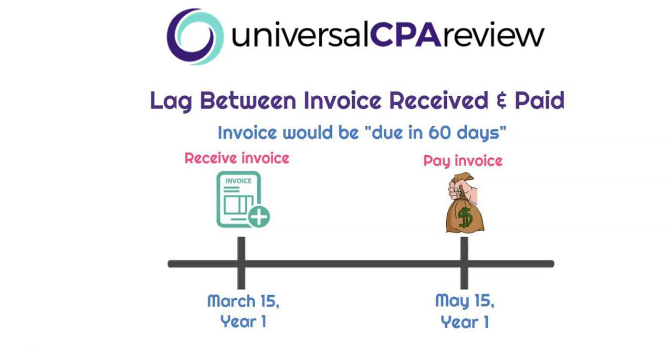So if we're looking at the example here, we might receive the invoice on March 15th, year one. And if the invoice says it's due in 60 days, well, any smart company would say, okay, unless I'm getting a huge discount, I'm going to wait the full 60 days and I'm going to pay off that invoice on May 15th. So on the accrual basis, we're going to recognize the expense when we receive that invoice. And then on the cash basis, we're only going to recognize that expense when we actually pay that invoice on May 15th. So under the cash to accrual, right, there's a big lag here.